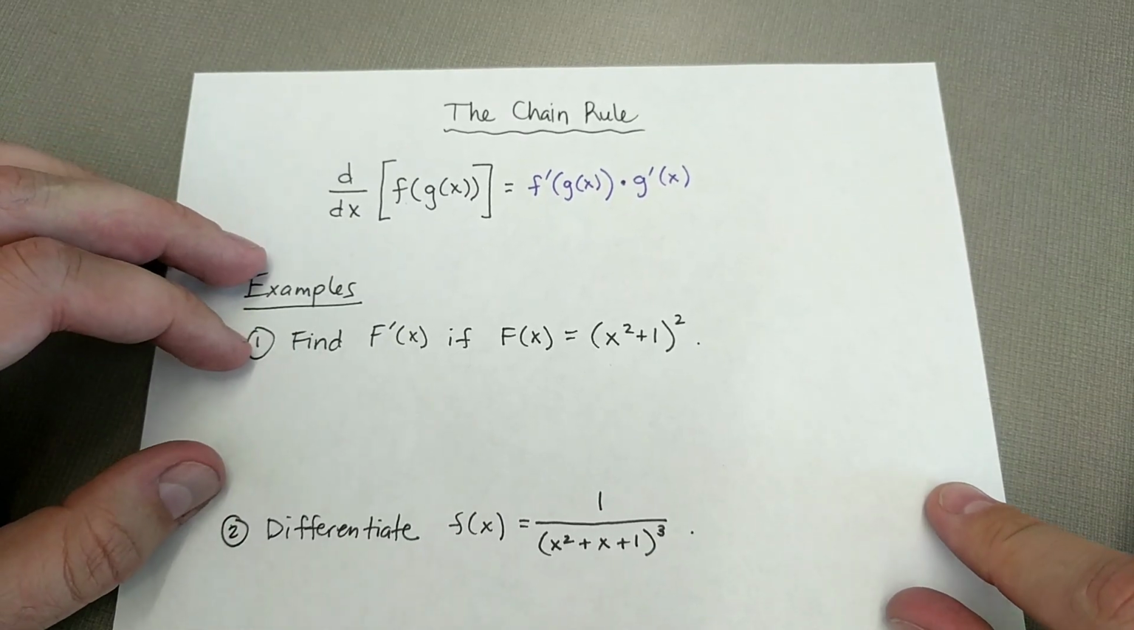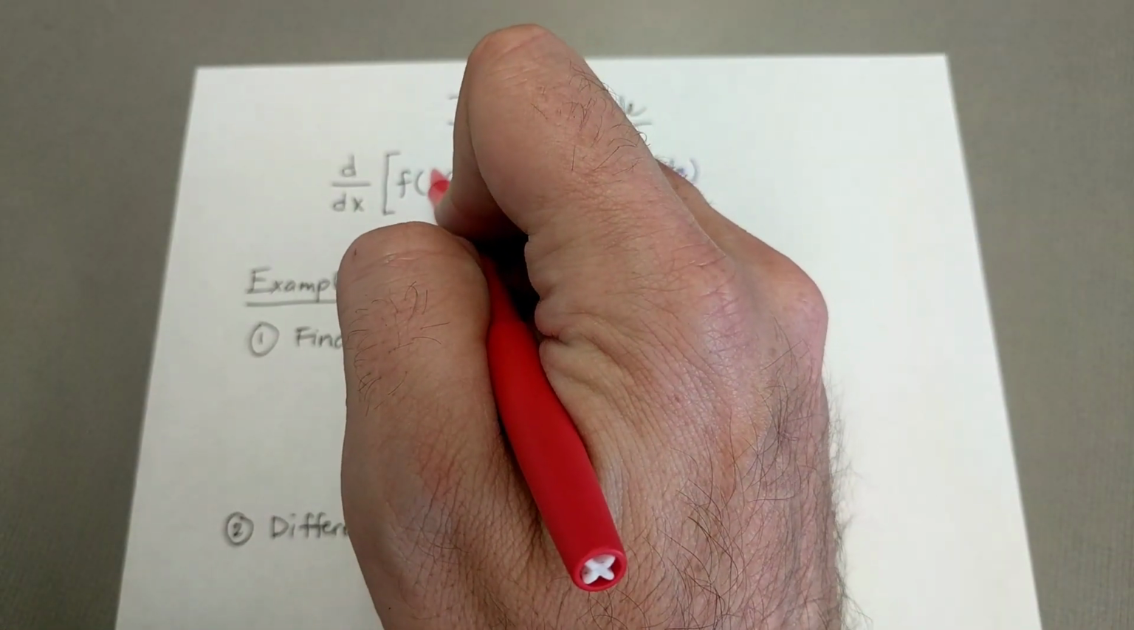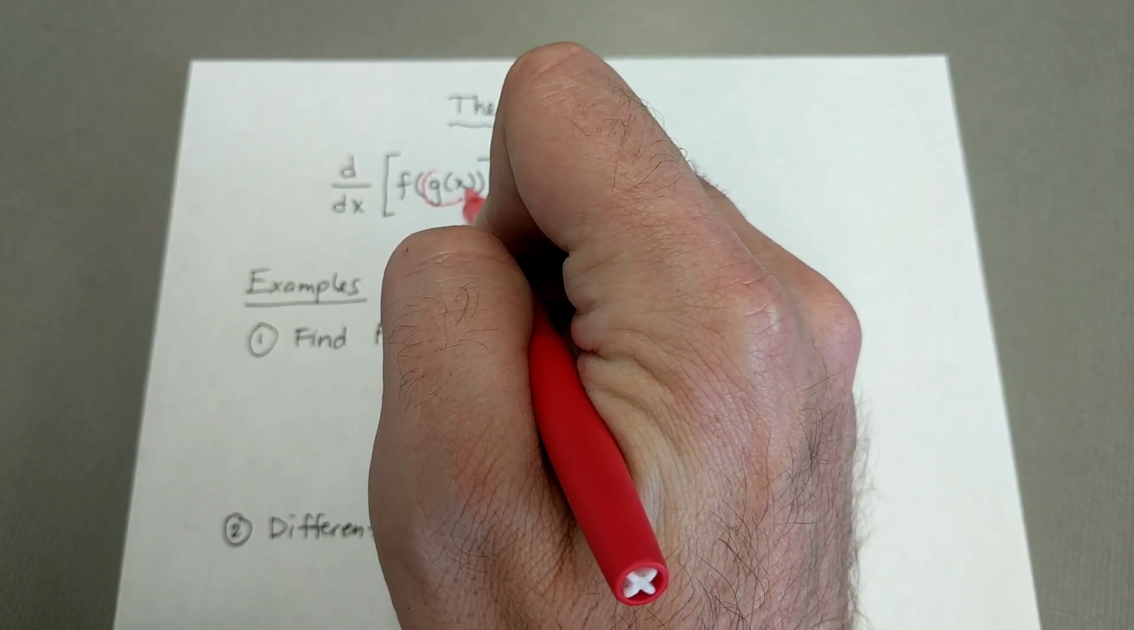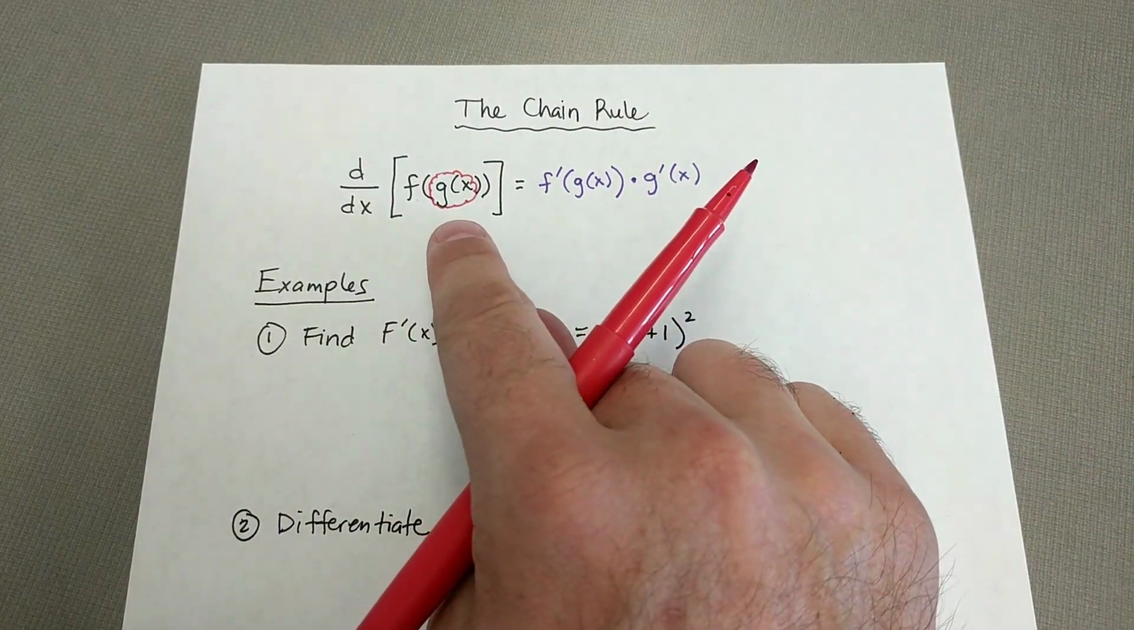Sometimes this notation is a bit weird to think about. So something that I tend to do, I said this in the last video, is I like to blob up stuff. So for me, I view this as f of, oh boy.